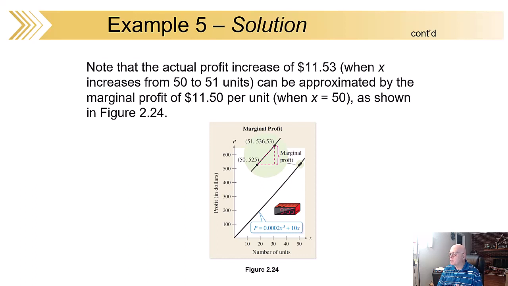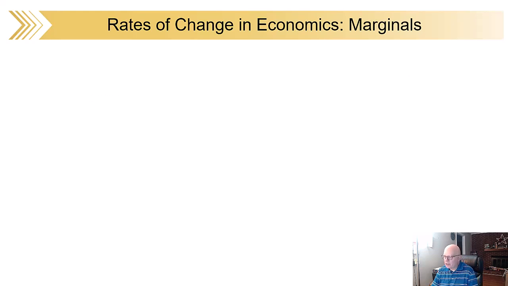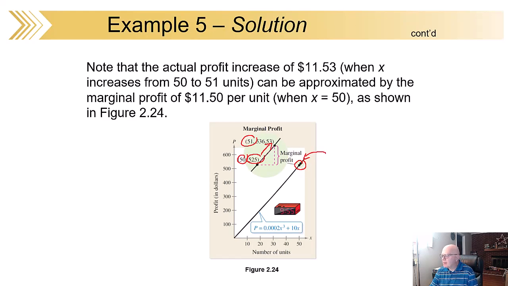And there you've got a picture of everything. We're going from 50 alarm clocks to 51. Profit is going up by $11.53. Here's our graph, and there's our marginal profit according to our model. Now what you'll notice back here on that picture is that this model is a linear one. So it's a line.